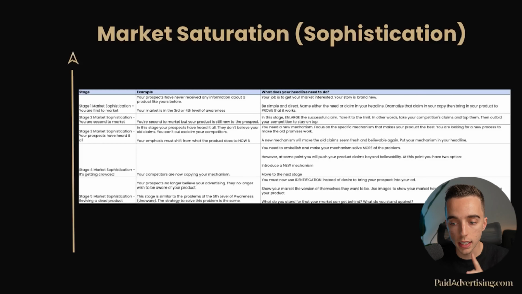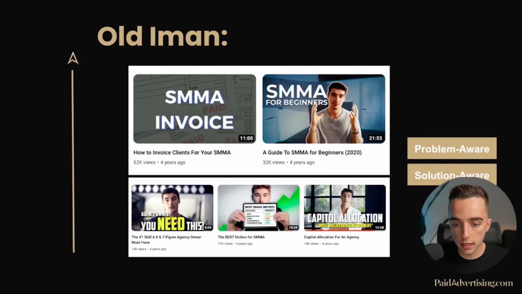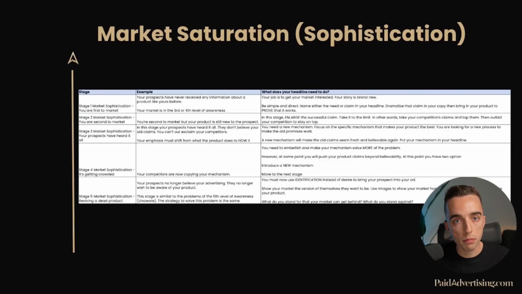If we look into the sophistication stages of a market, that's more how a market in itself evolves, right? Stage 1 is you're first to market. There's nobody out there doing the same thing as you are, which, basically, old Iman, you could say he was first to market. Tai Lopez is probably a good example of a first to market. Nobody else was talking about SMMA back then, right? Stage 2, you're second to market, starting to be a bit more people out there, but you're still quite early. Arguably speaking, Iman back then, right?